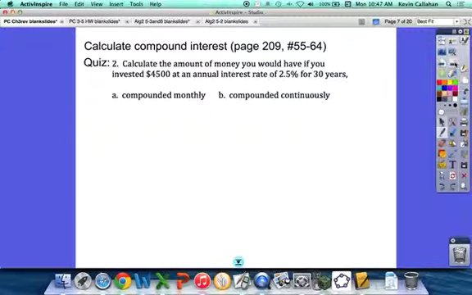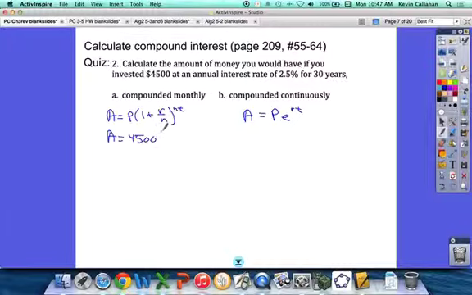But in this one, we're going to use this formula. A equals P times 1 plus r over n to the nt. And this one, it'll be A equals P e to the rt. Okay, let's see. For the one on the left, A equals 4,500 times 1 plus. The interest rate is 2.5%. How do I put that in?